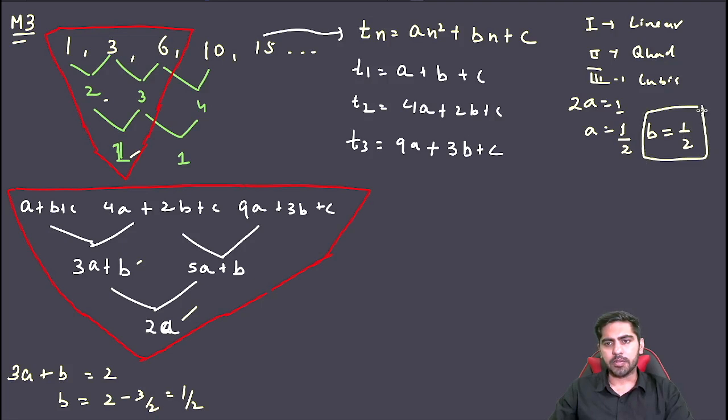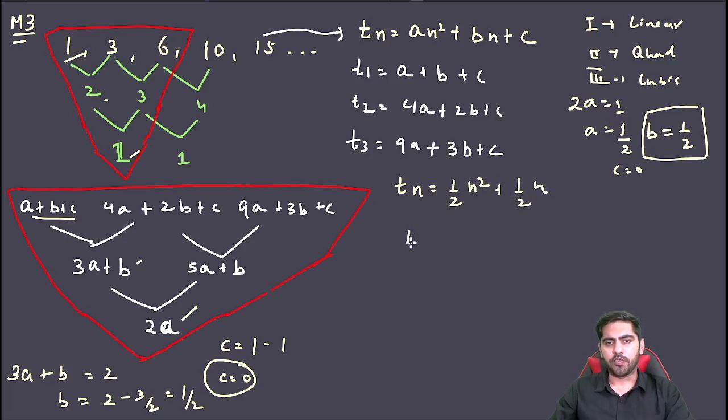And we know that a plus b plus c is 1, because a plus b plus c is the first term and the first term here is 1, right? So c should be equal to 1 minus (a plus b), and 1 minus 1 is 0, so the value of c is 0. So my general term comes out to be half into n square plus half into n.